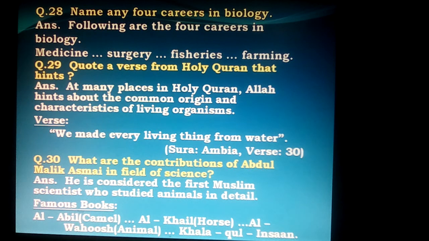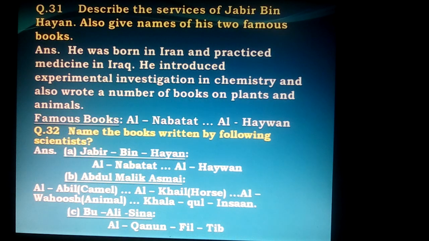Then question number 30 says, what is the contribution of Malik Asmai in the field of science? We have done this before also. He is considered the first Muslim scientist who studied animals in detail. His famous books were Al-Abil about camels, Al-Khayl about horses, Al-Wahush about animals, and Khalaqul Insan about human beings. Question number 31 says, describe the services of Jabir Bin Hayan, also a very famous Muslim scientist. Also give the names of his 2 famous books.